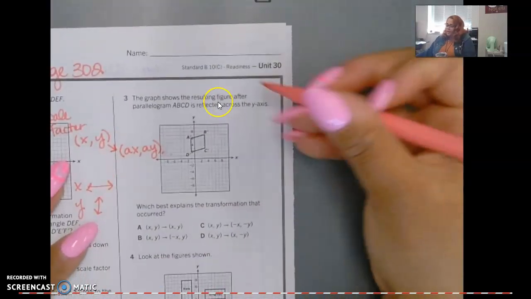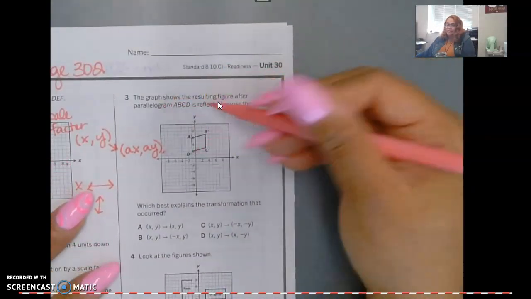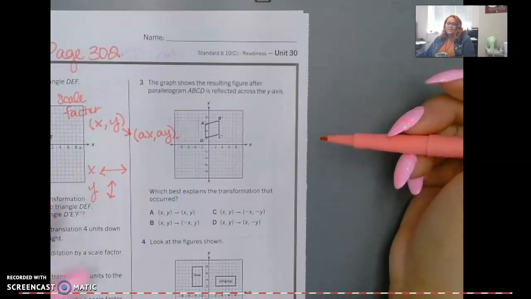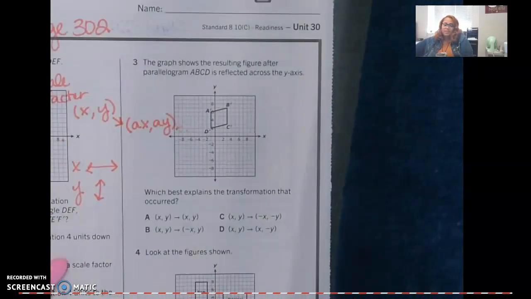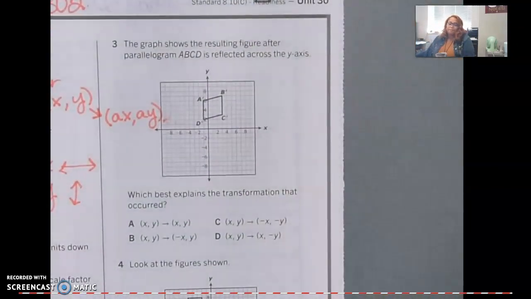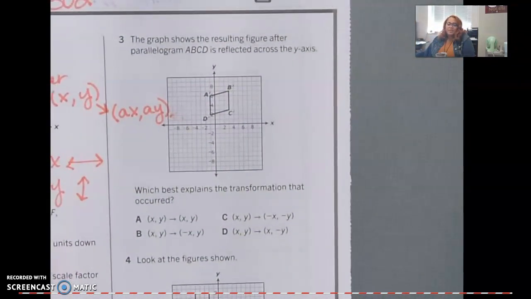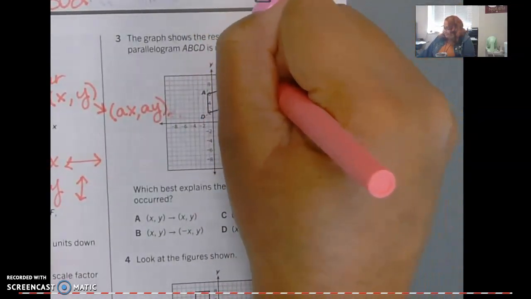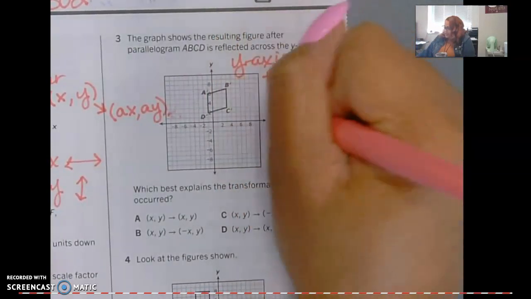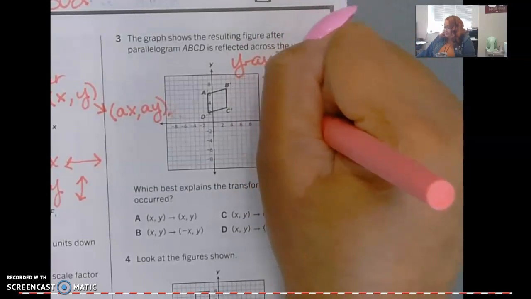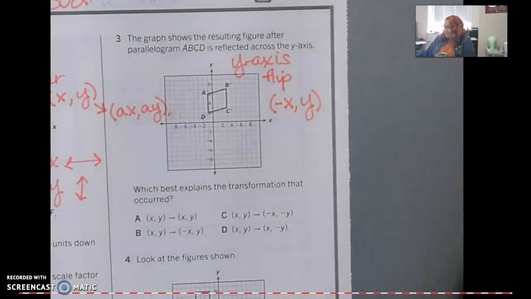Number 3, the graph shows the resulting figure after parallelogram ABCD is reflected across the y-axis. Hold on, let me zoom in and clear this up. Which best explains the transformation that occurred? It was reflected across the y-axis. Reflection or y-axis flip. That means my x becomes its opposite and my y stays the same.